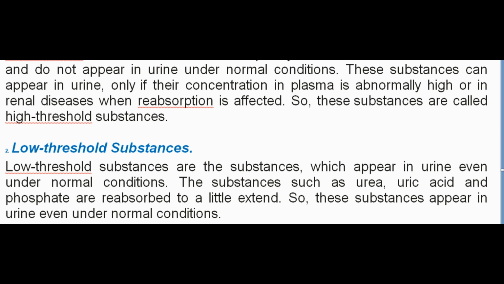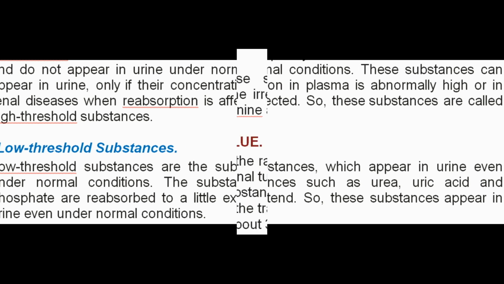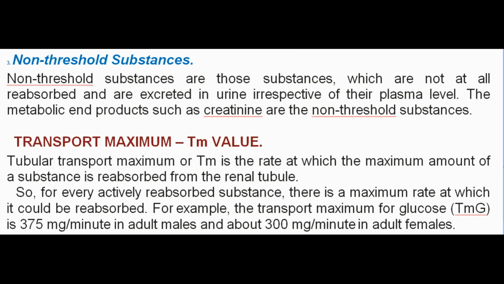Low threshold substances. Low threshold substances are the substances which appear in urine even under normal conditions. The substances such as urea, uric acid, and phosphate are reabsorbed to a little extent. So, these substances appear in urine even under normal conditions. Non-threshold substances. Non-threshold substances are those substances which are not at all reabsorbed and are excreted in urine irrespective of their plasma level. The metabolic end products such as creatinine are the non-threshold substances.